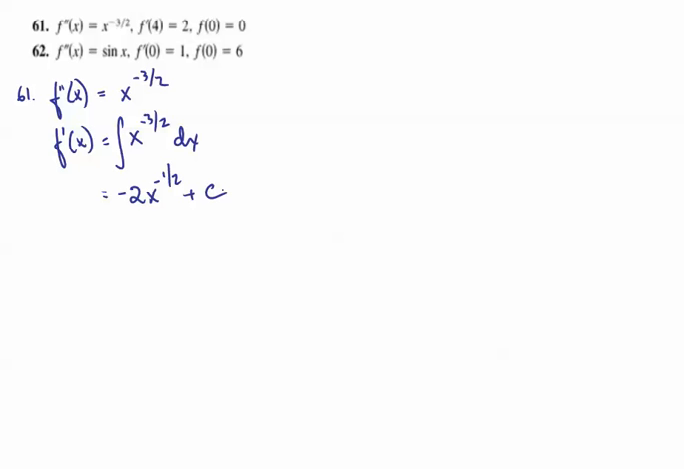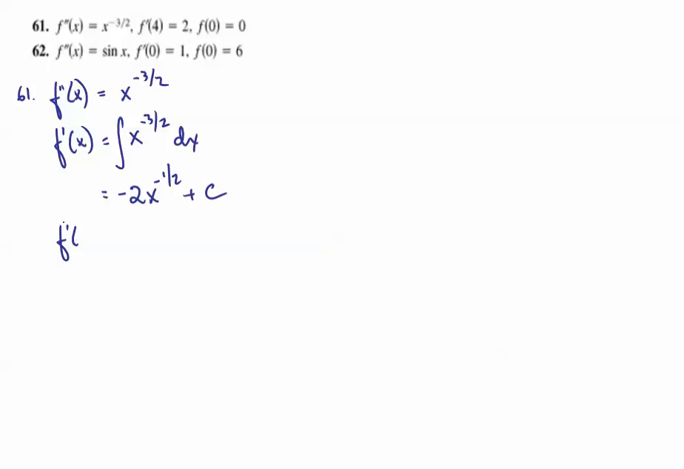We have f prime prime, the second derivative of f with respect to x, is x to the negative 3/2. So the first derivative then is the integral of the second derivative, and we know that that is equal to x to the negative 3/2. We're going to increase by 1 and divide by the new exponent, so that would be x to the negative 1/2 divided by negative 1/2, or negative 2 x to the negative 1/2 plus c.